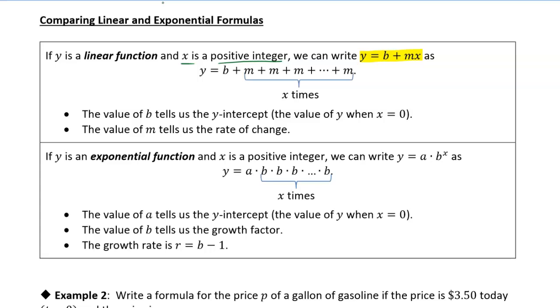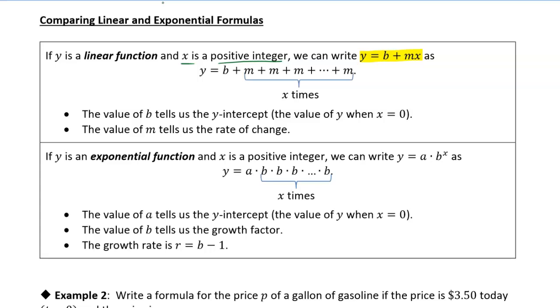So in the formula, b tells us the y-intercept. It's the value when x equals 0, right? So if x is equal to 0, m times 0 is 0. So y is b when x is 0. And that's the y-intercept. The value of m tells us the rate of change, right? It's the slope of the line.